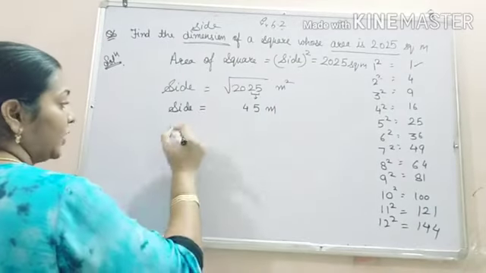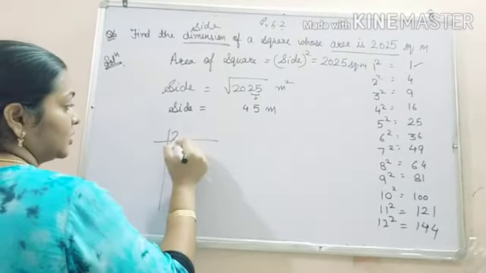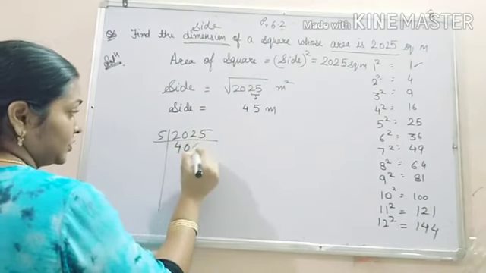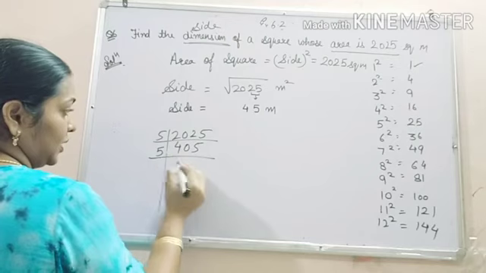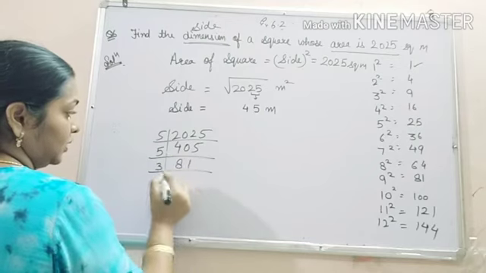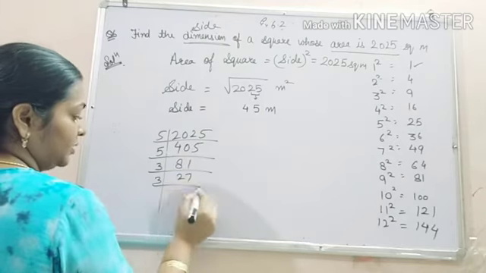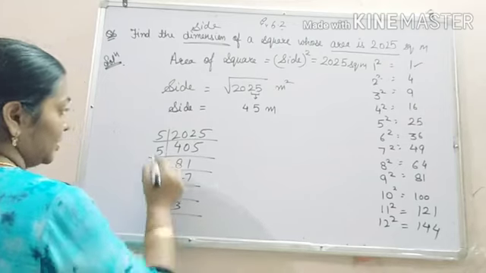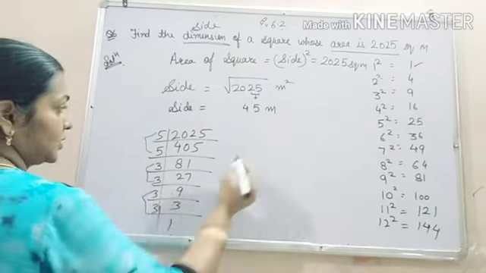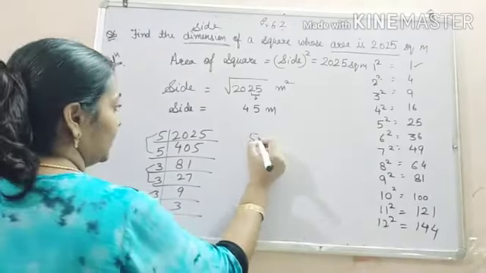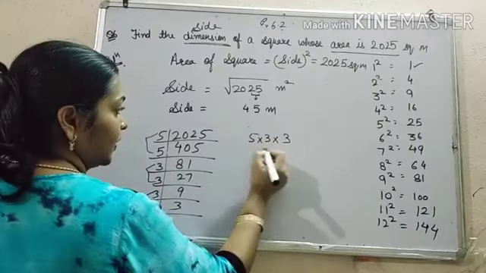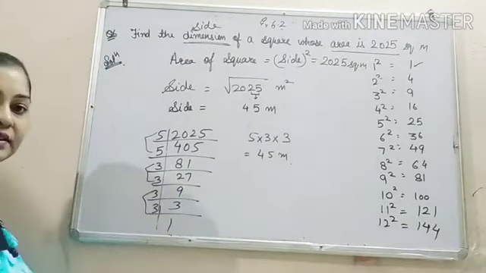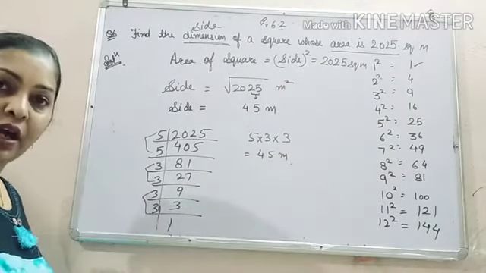What about prime factorization? Check it out. 405, 81, 27, 9, 3. So we get the pairs as 5 into 3 into 3. 5 nines are 45 meter. So in both the cases we get the same answer.